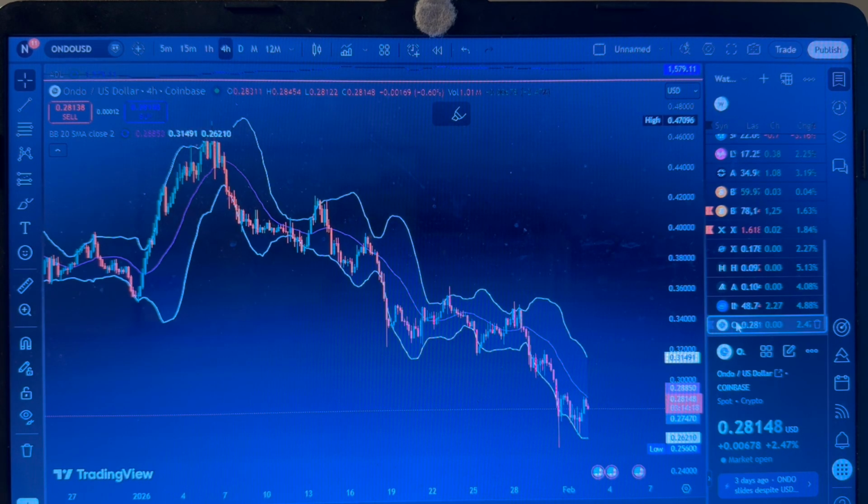So I do want us to get a snapshot of the price of ONDO in the month of February. We're talking, today is February 2nd. And so let's just get a snapshot of ONDO's price at the beginning of 2026, okay? And right now it's about 28 cents, as you can see on my chart. So let's talk about ONDO.